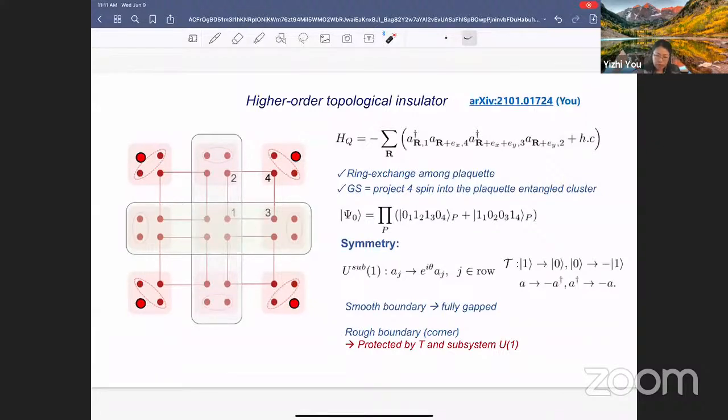Actually, in the presence of both time reversal symmetry and the subsystem U1 symmetry, this higher order topological insulator is robust, and the zero mode living at a rough patch of the boundary, or say living at the corner, is protected by time reversal and subsystem U1 symmetry.